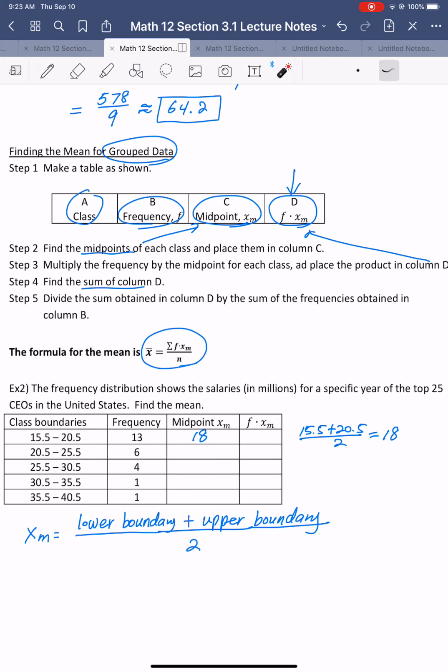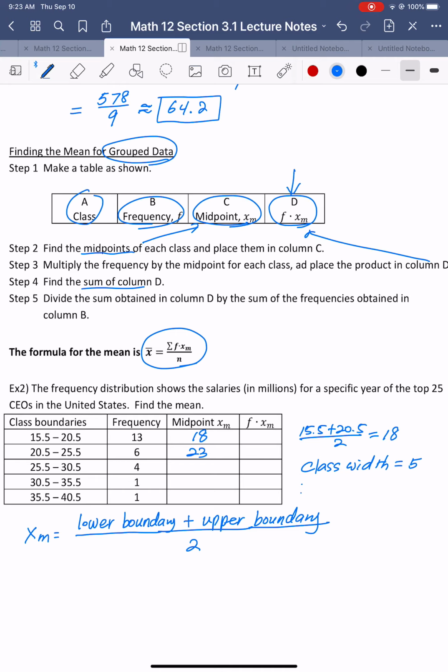All right, and then same thing. You add 20.5 plus 25.5, and your midpoint will be 23. And then for the class width, you can get it from 20.5 minus 15.5, or 23 minus 18, and it becomes 5.